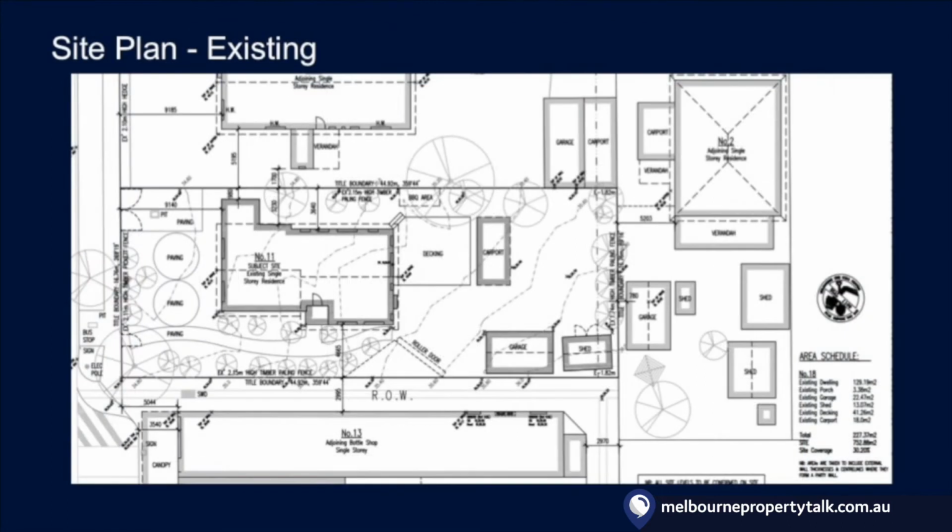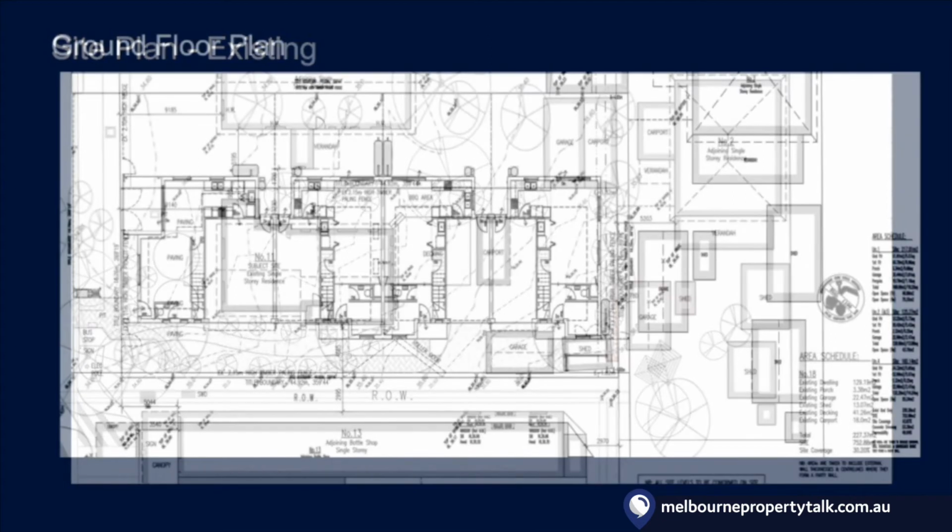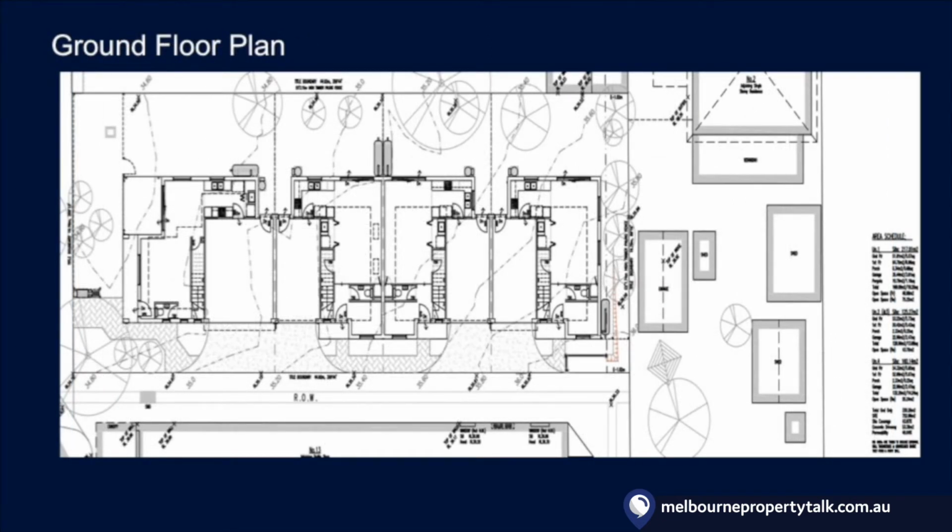On this slide, we can see an example of a plan that reflects the site as it is in its current form. You will note that these plans clearly identify the location of buildings, existing vegetation, and setback measurements. The area schedule tells us that the existing home is 129 square metres on an allotment of some 752.88 square metres.